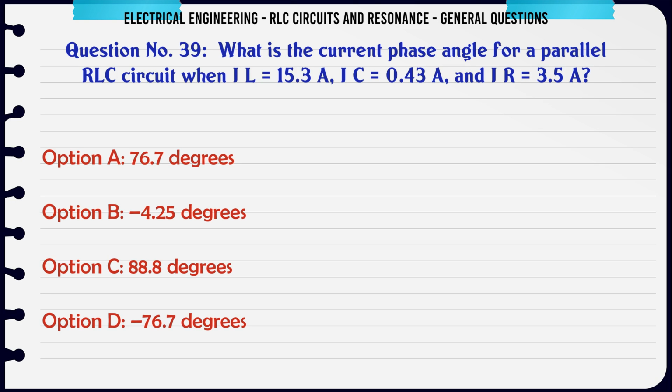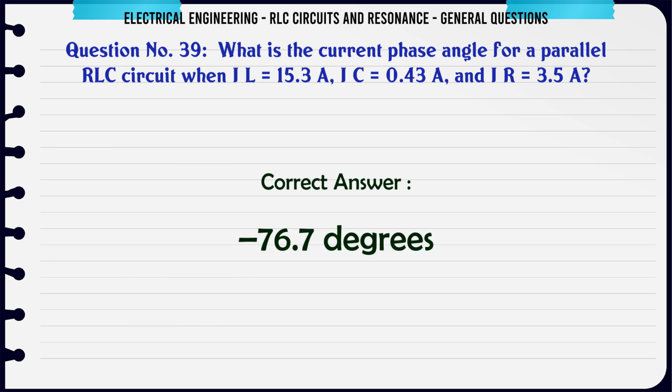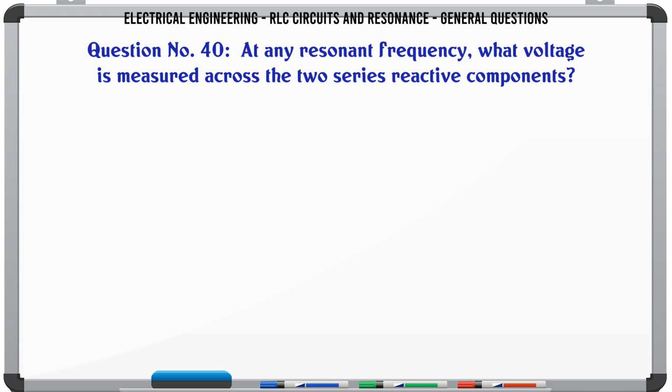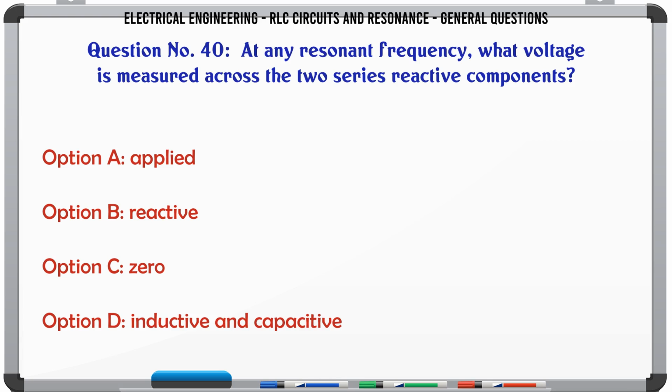is 3.5 A? A. 76.7 degrees. B. 4.25 degrees. C. 88.8 degrees. D. 76.7 degrees. The correct answer is 76.7 degrees. At any resonant frequency, what voltage is measured across the two series reactive components?